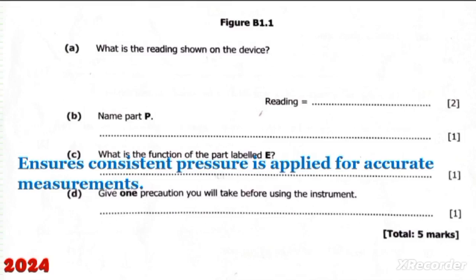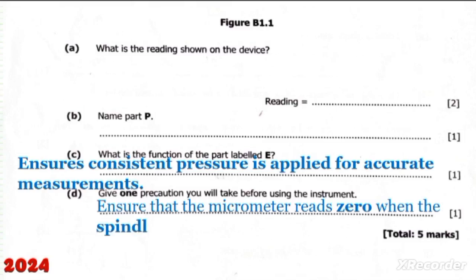I gave 3. Number 1, you need to make sure that the micrometer screw gauge is clean. Number 2, apply force gently. Number 3, you need to make sure that the micrometer screw gauge reads 0 before you start using it. So we are going to say ensure that the micrometer screw gauge reads 0 when the spindle and anvil are in contact.